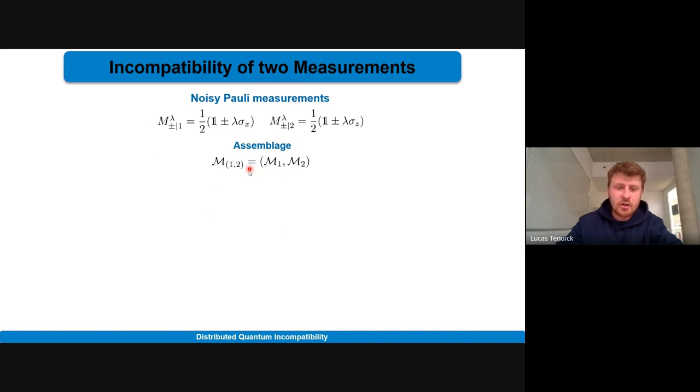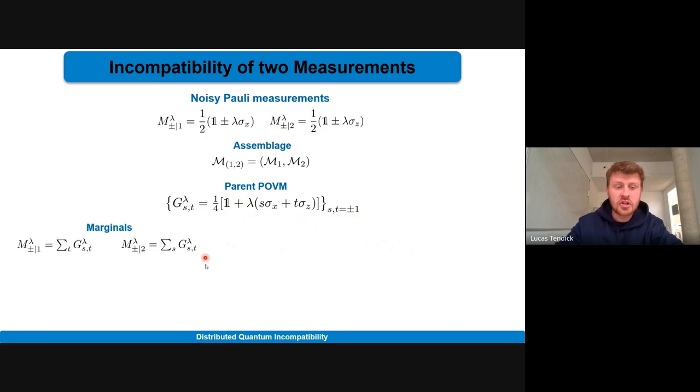So let's consider the assemblage, which is just a set of these POVMs. For a technical reason that will become clear later, I write it as an ordered list. And then I propose the following parent POVM, which is given like this, which has four outcomes, S and T, going here from plus to minus one. And it also has contributions in both directions, the X and the Z direction. And also it has this parameter lambda. And we can check then that the marginalization works well. So if we forget about one of the two outcome channels, S or T, by summing over them, we recover either of the measurements.